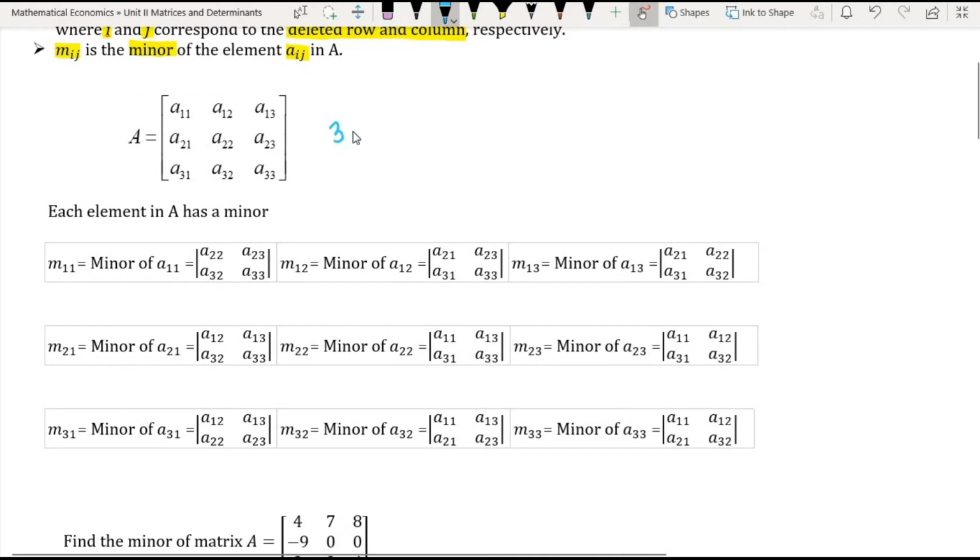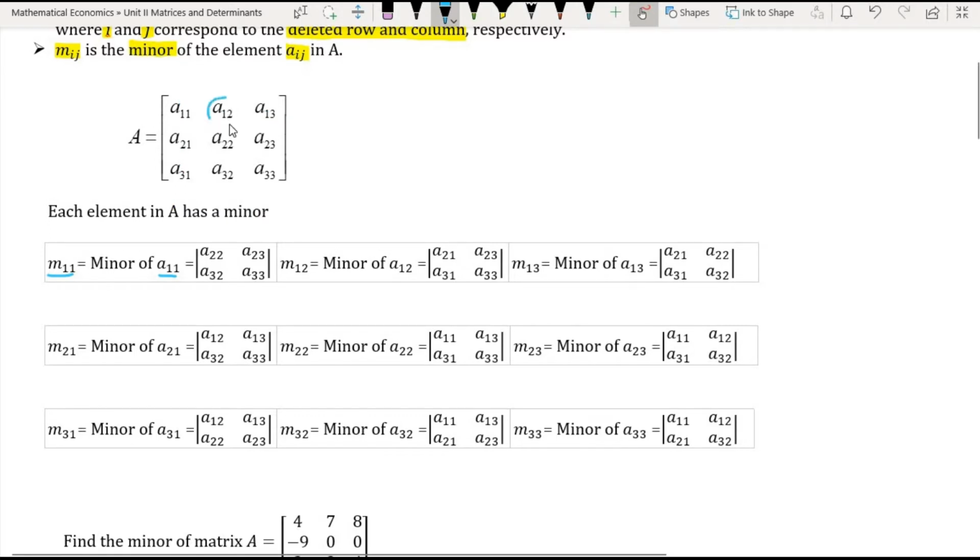Here we have a matrix of 3 by 3 order. Each element in this matrix A has a minor. The minor of the element A11, denoted by M11, is obtained by deleting the row and the column in which this element A11 is present. On deleting the row and the column, we are left with elements A22, A23, A32 and A33.